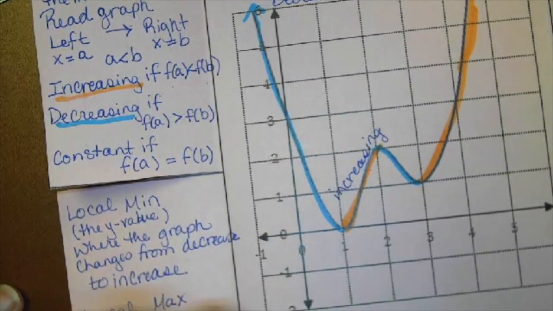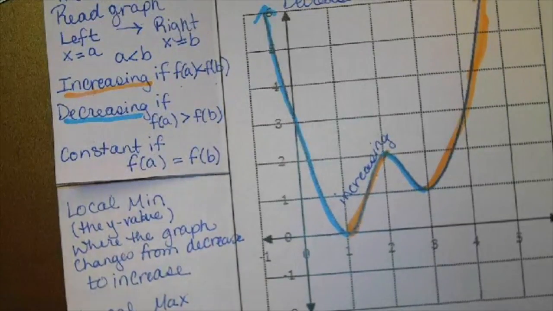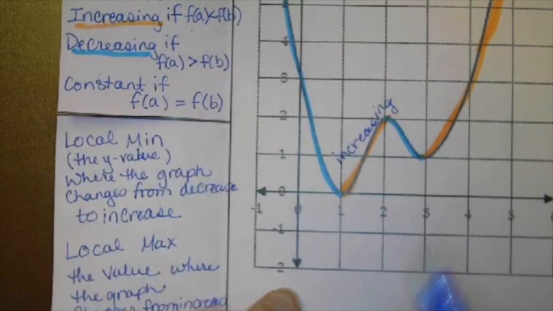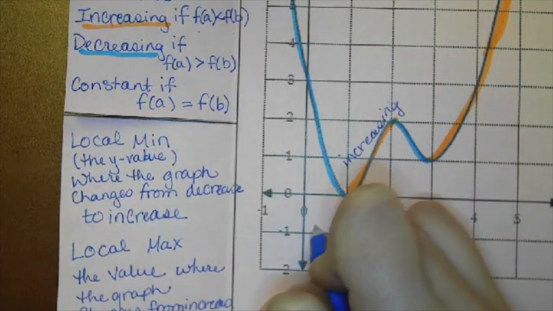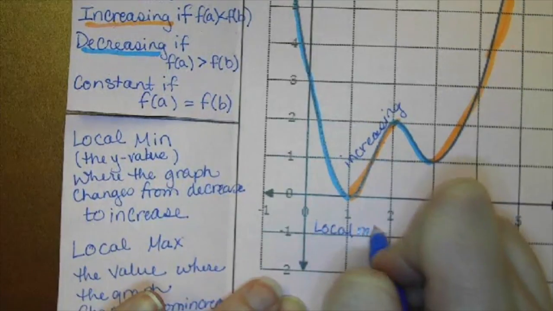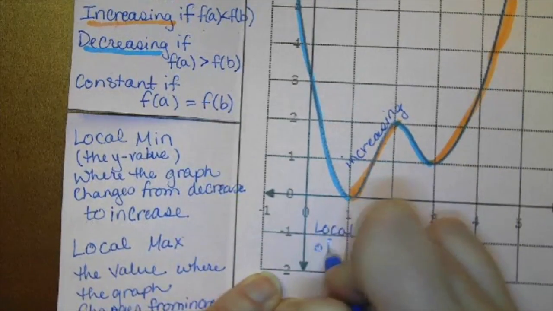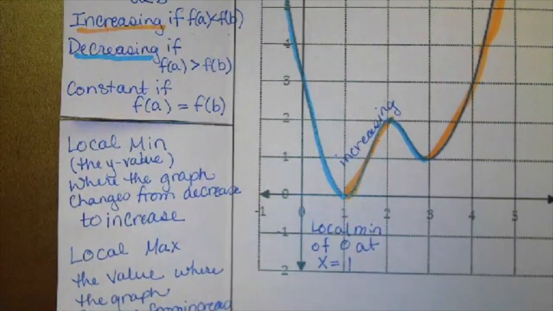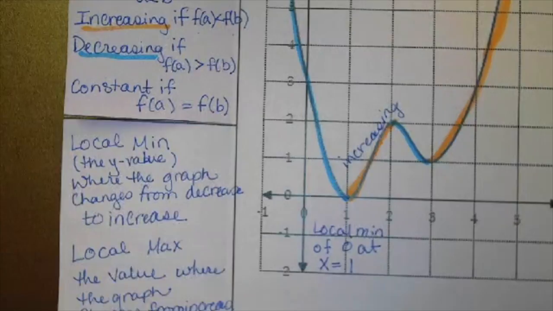And what is the local max then? From increasing to decreasing. Okay, so here we have two local minimums and one local maximum. Do you guys agree? Yes, ma'am. So local maximum is the opposite of local minimum. The local min here is going to be at 1. Nope, the local min of 0 at x equals 1. So there's a local minimum of 0 when x is 1.